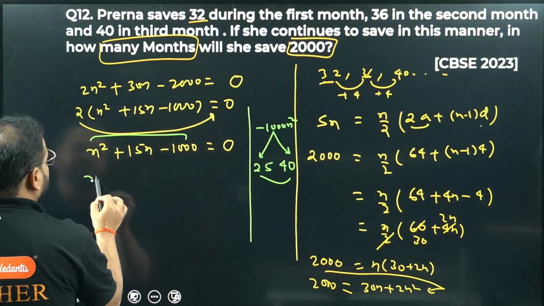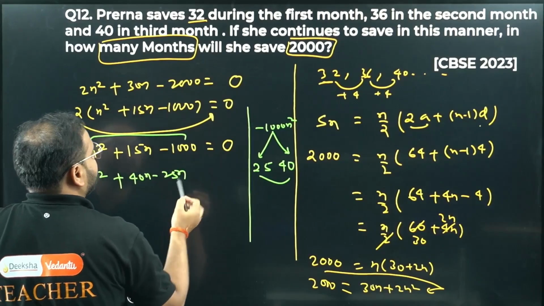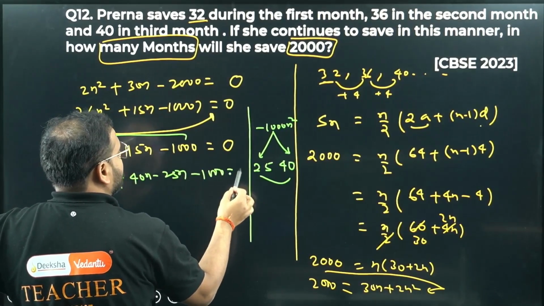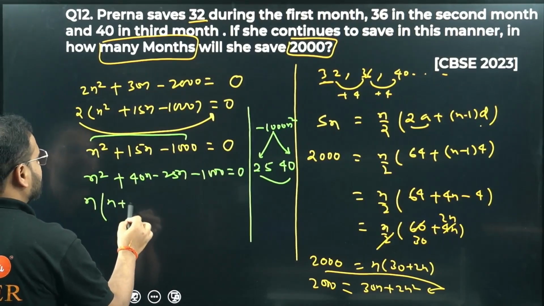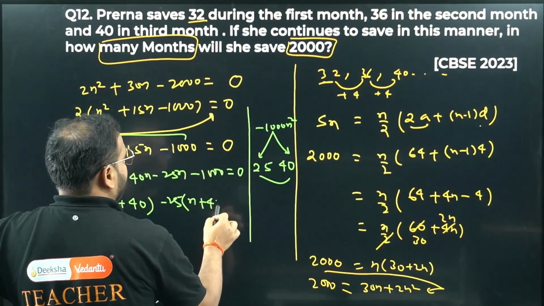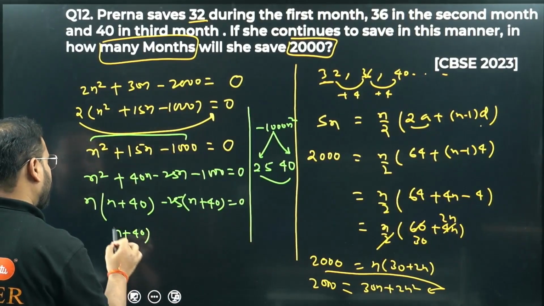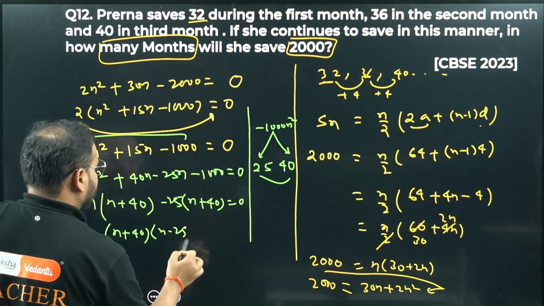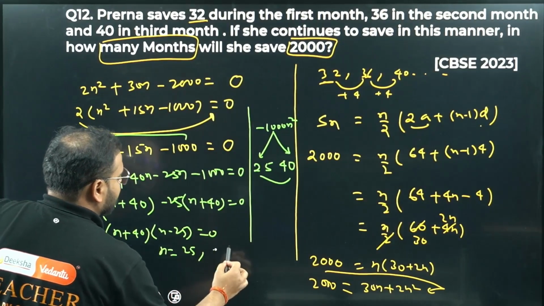So please check here. N square plus 40n minus 25n minus 1000 equals to 0. I can take n common, so n plus 40 minus 25 common here, n plus 40 again. So I'm getting this factorized as n plus 40 and n minus 25 equals 0. So n equals to what? Either 25 or minus 40.